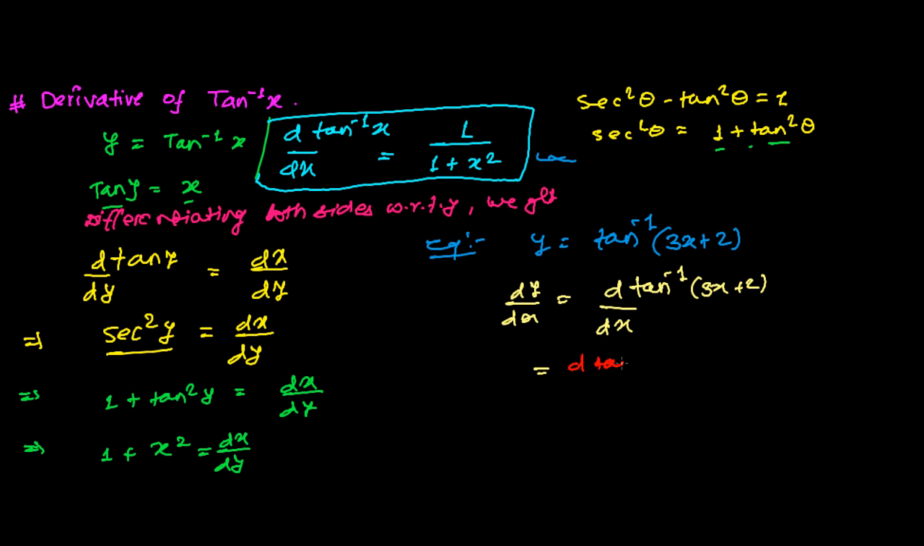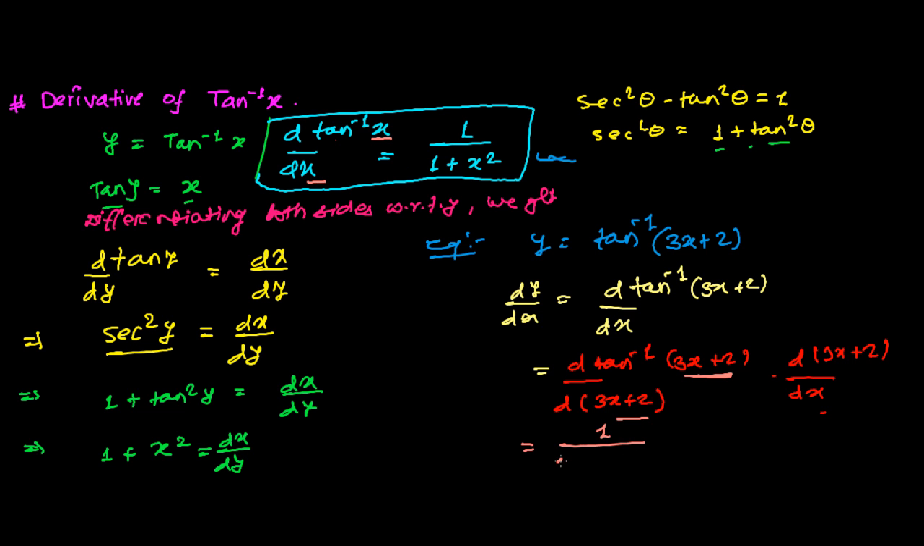So we differentiate tan inverse of 3x plus 2 with respect to its angle, 3x plus 2. Since we introduced this angle from our side, we also need to find the derivative of that quantity, 3x plus 2, with respect to x. So finally we are differentiating both sides with respect to x. The derivative of tan inverse of an angle with respect to the angle is 1 over 1 plus angle square. Here the angle is 3x plus 2, so 1 over 1 plus (3x plus 2) whole square, and then times the derivative of 3x plus 2.